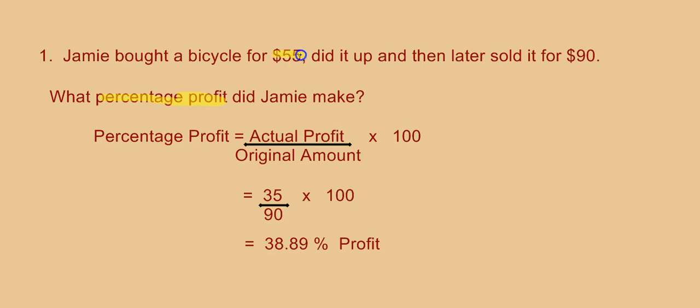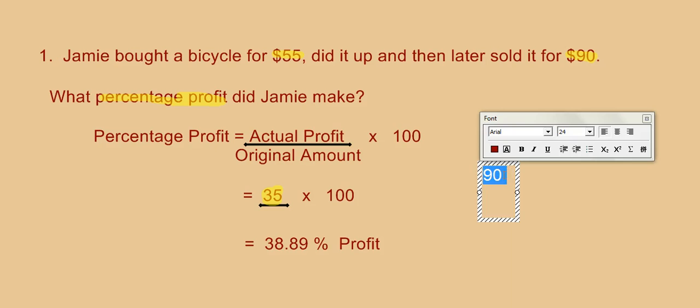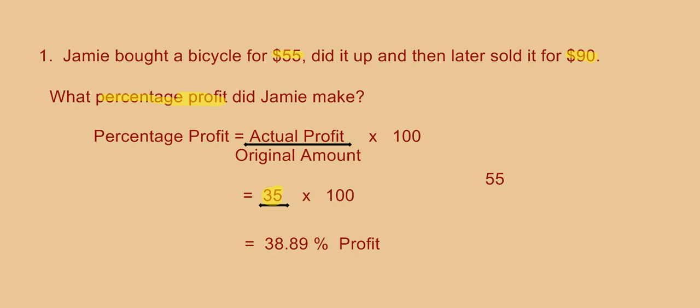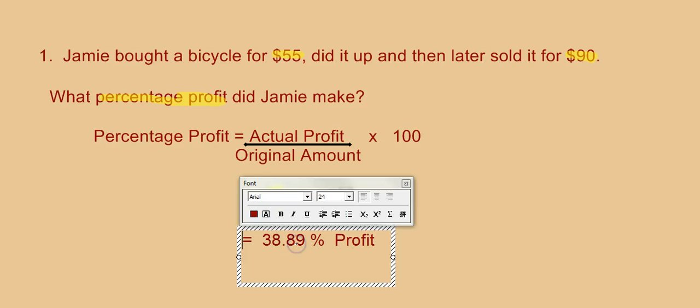So how much money did Jamie actually make? Certainly made $90, but he paid $55 originally for the bike. So he actually made a profit of $35. So that's his actual profit here, $35. 90 minus 55. Then the original amount, and I've made a mistake here on my video. Oh my goodness. The original amount is not 90. What was I thinking? The original amount is $55. That's how much he originally purchased it for.